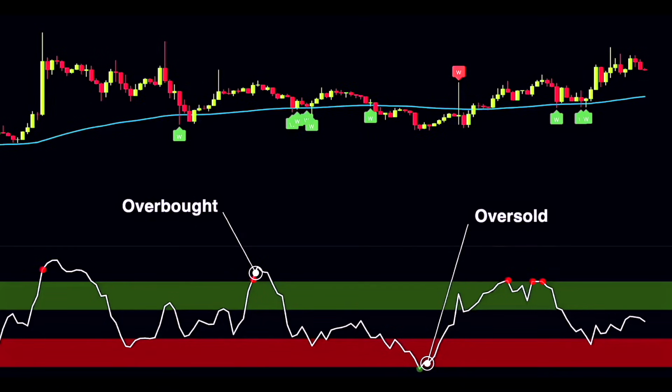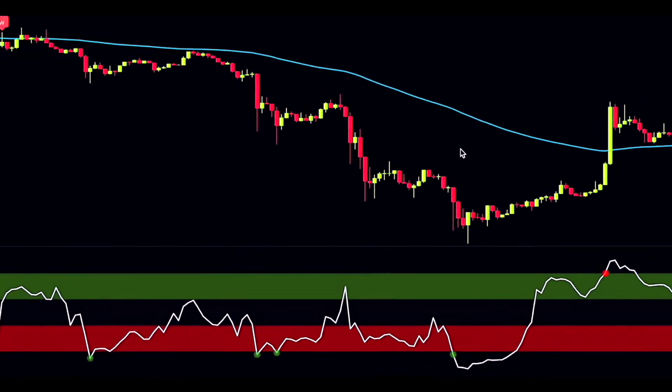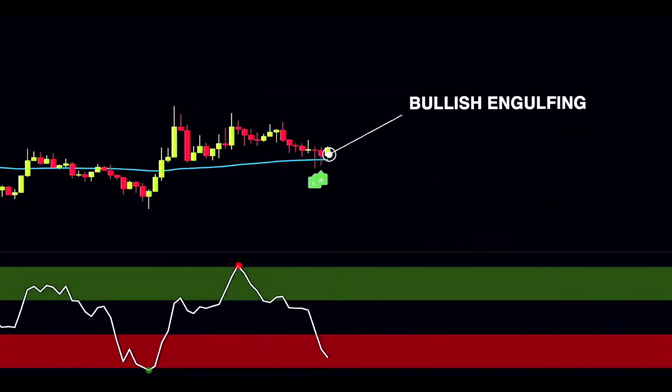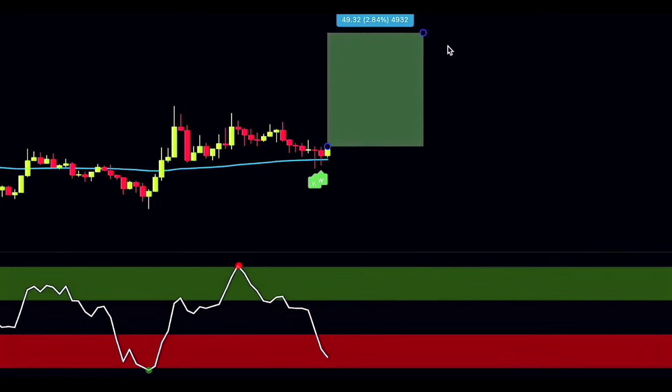Adding it to this strategy makes it even stronger, because you can quickly check whether the market is stretched at the moment of pullback. For example, if a bullish engulfing bar forms and at the same time the MFI shows oversold conditions, the buy signal becomes far more reliable.